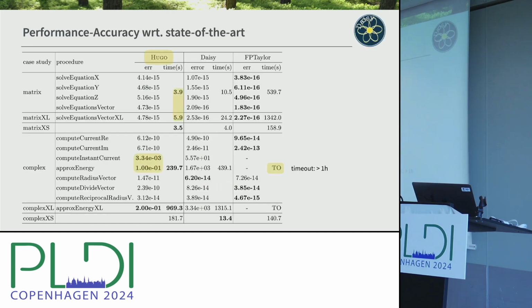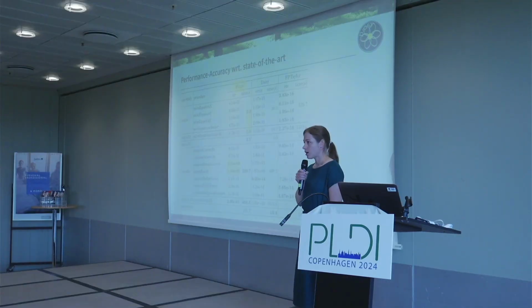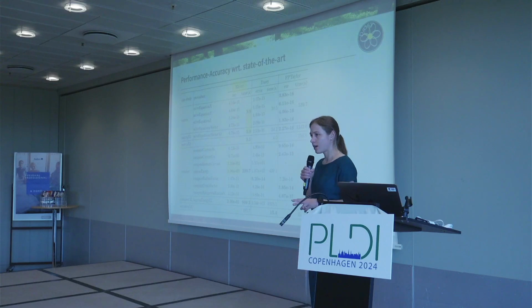Are there known error bounds, like theoretical worst case error bounds that you should be reaching here? Do we know how close the results that Hugo produces are to that? Yes. So I do not have them.